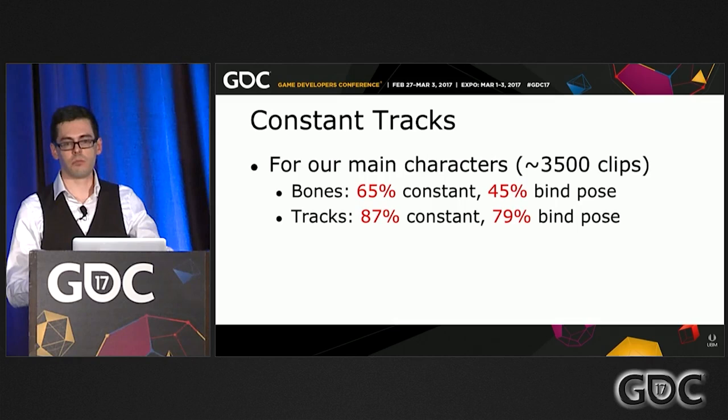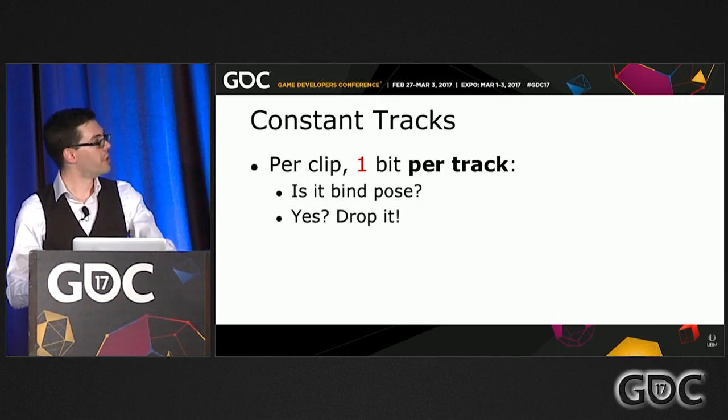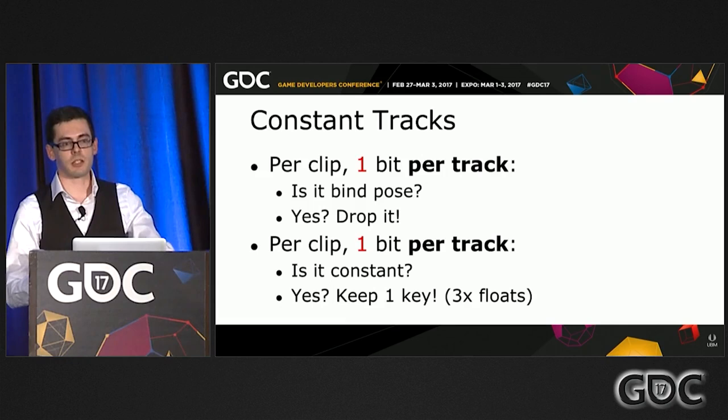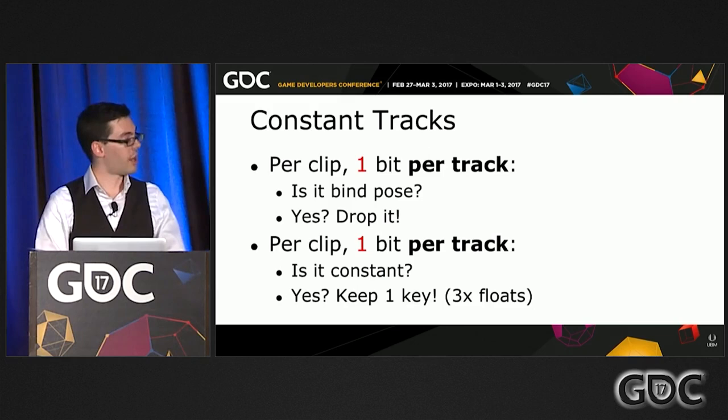So to take advantage of this, we use two bit sets that we store in our clip metadata. We have one bit per track that tells us whether the track is the bind pose or not. And if it is, then of course we can drop the entire track because it's trivially reconstructable at runtime. Our second bit set is again one bit per track, which tells us whether the track is constant or not. And if it's constant, then we store the one key that we need with full precision in our clip metadata. And from this follows that if a track is not the bind pose and it's not constant, then it's animated and variable, and it's quantized and compressed normally.